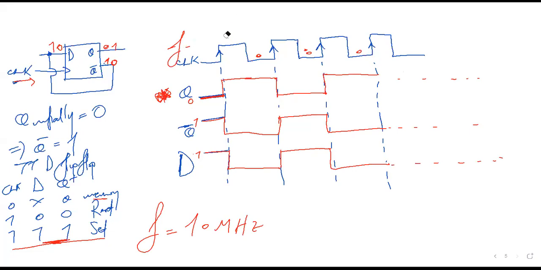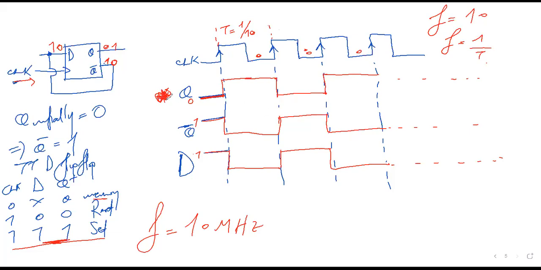So if my frequency is 10 megahertz, then F is equal to 1 over T here. What is this time? This is T. It's equal to 1 over 10, which means F will be equal to 10. F is equal to 1 over T.